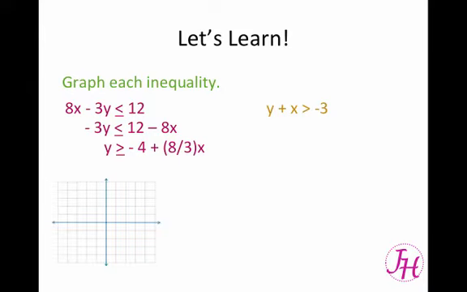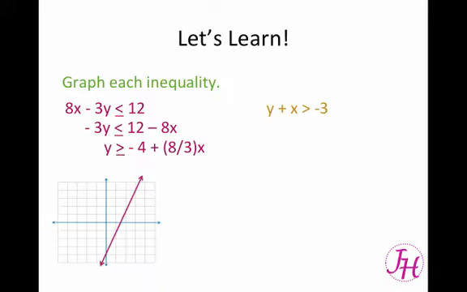So we have our coordinate plane, and then we graph negative 4 on the y-axis, and then using our slope of 8/3, we graph our line. Our line is solid because we have the equal to underneath the greater than symbol. Whenever you have an inequality, there are two things you need to pay attention to: whether the line is going to be solid or dashed, and where you're going to shade. Because an inequality encompasses all of the points that satisfy this inequality, that's why we need to shade. There are lots of points that are involved in this situation.